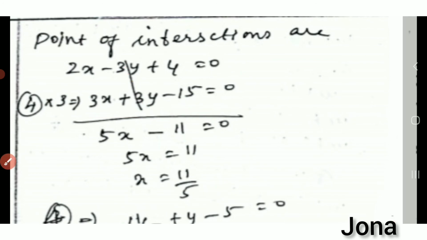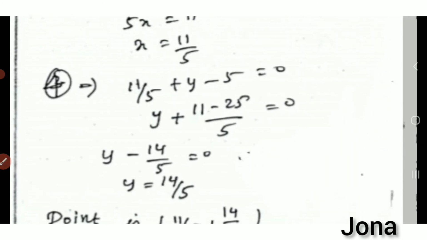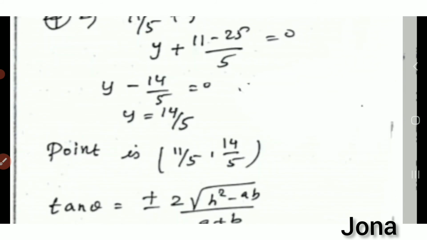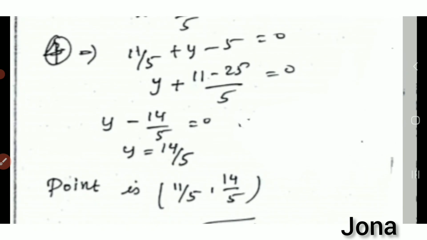Then we want to find the value of y. Substitute in the first equation. So we have 11 by 5 plus y minus 5 equal to 0. We want the value of y here, so keep y here on the left hand side. So y minus 14 by 5 equal to 0, that is y equal to 14 by 5. So the intersection point is 11 by 5 comma 14 by 5.